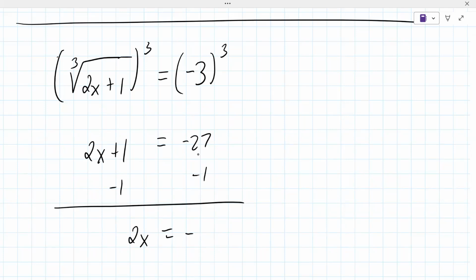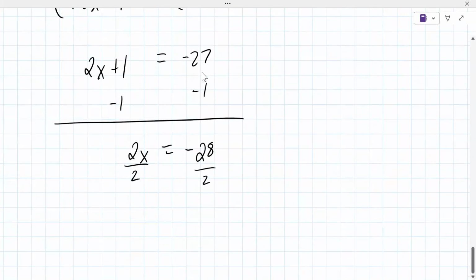Negative 26. Try again. They're both negative, so yes, the answer is negative, but there's a rule here, and you're allowed to use a calculator at the end. Negative 28. There you go. Okay, last step is to divide by 2. -14. X is -14. Very good.